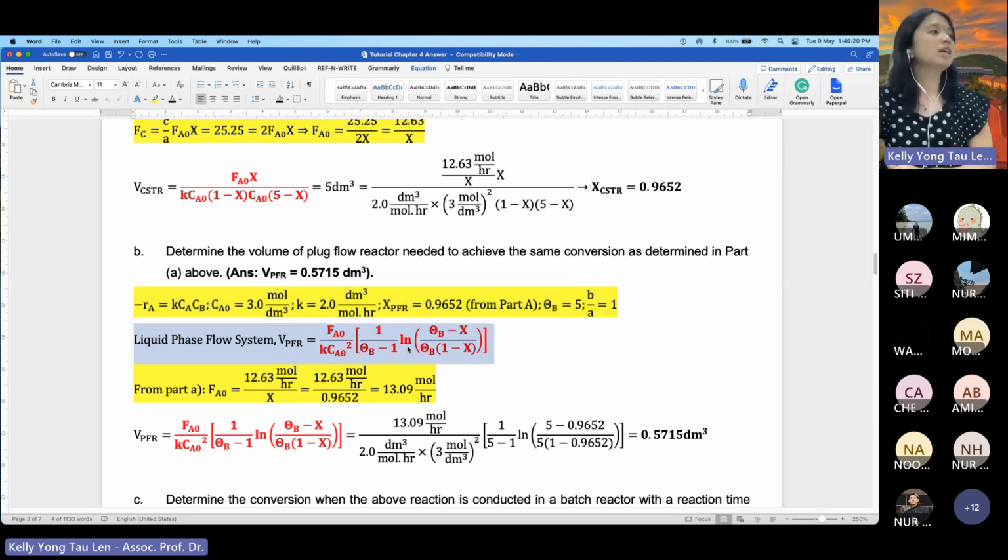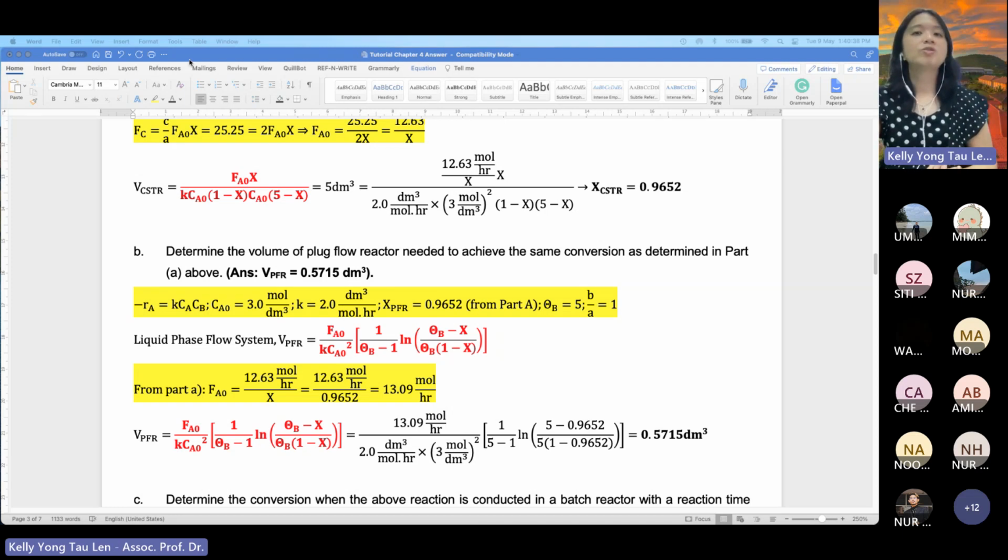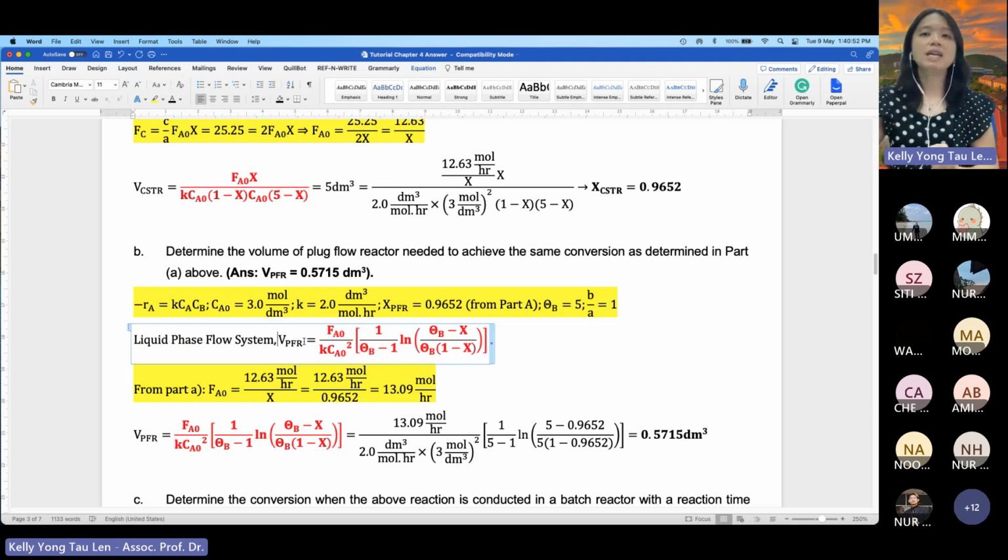So equation ni beri as volume PFR equals to FA0 per KCA0 square in bracket 1 per theta B minus 1 ln in bracket theta B minus X per theta B in bracket 1 minus X. So again, you are not expected to memorize lah because the equation is really long. Okay, but make sure you really know which equation to use. Okay, lepas tu kita solve lah. Okay, we have to replace one by one. Okay, first of all, kita nak cari volume, right? So belah kiri adalah benda yang kita nak cari. So belah kanan kita kena solve.